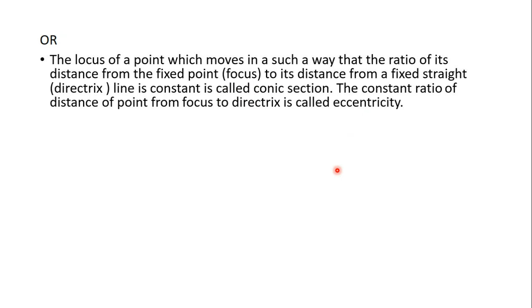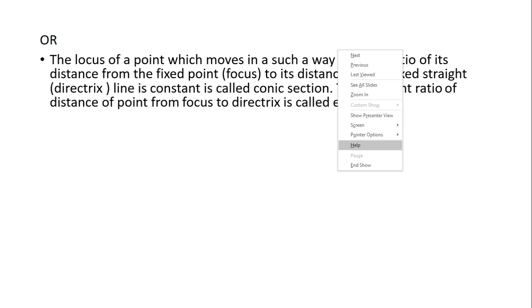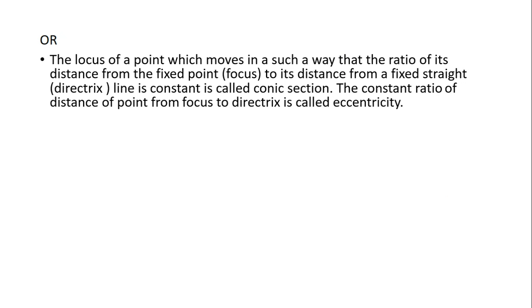Here we can take one fixed straight line and one fixed point. This fixed point is known as the focus, and this fixed straight line is known as the directrix. The ratio of the distance from the fixed point and the fixed straight line is constant as the point moves. If the point moves and makes a curve, this curve is the conic section.